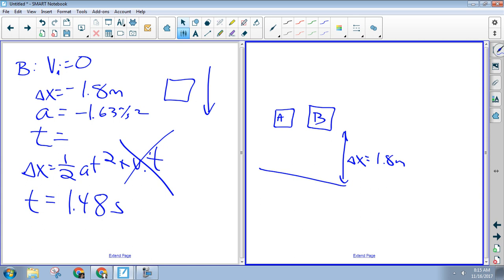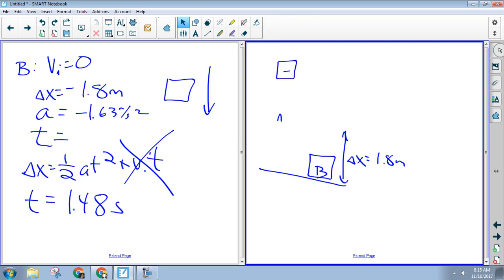So they're both 1.8 meters above the ground, right? But they're attached by means of a rope. So if block B goes down 1.8 meters, then block A goes up 1.8 meters. At the instant block B hits the ground, how high up is block A now? 3.6 meters, right? Everybody good up to there? So that's part of the problem.